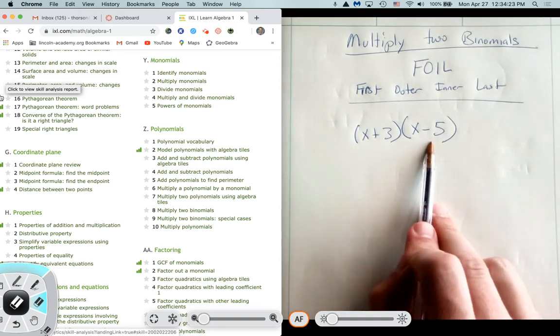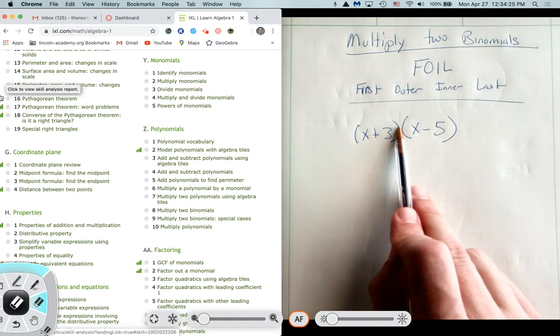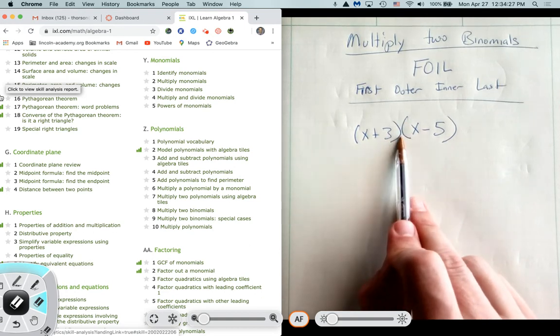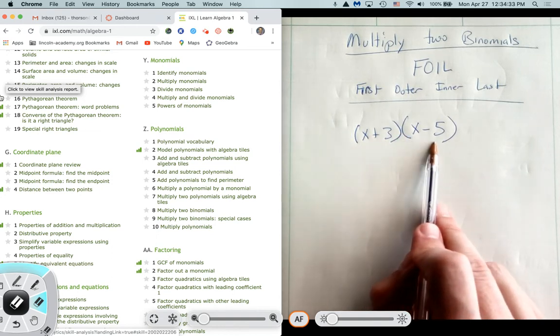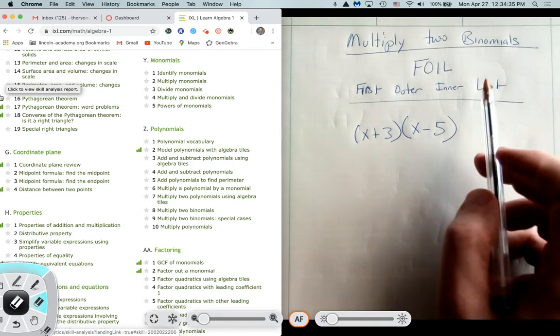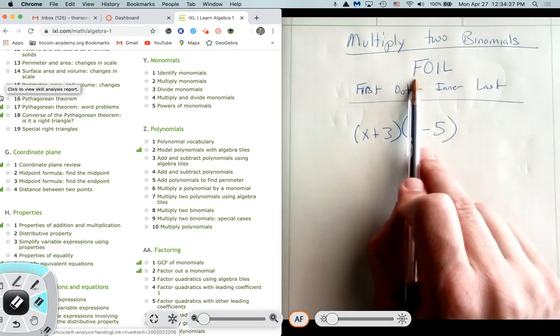They normally put them in parentheses like this, with the two parentheses next to each other. Remember, if you don't see an operation, that means multiplication. So we're multiplying these two binomials. A method that a lot of teachers teach is called the FOIL method.